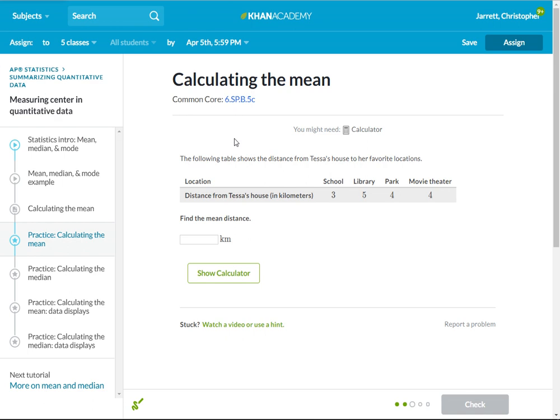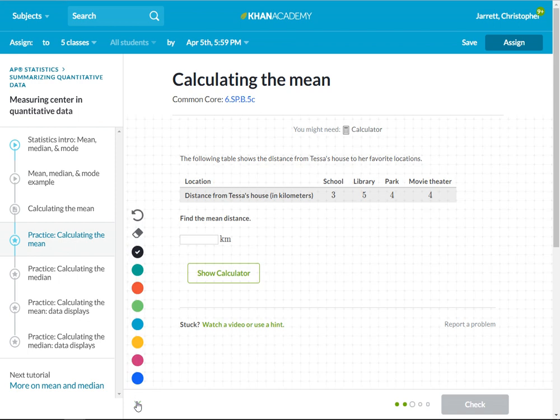So how do you calculate the mean? Well, it's actually not that hard once you have the vocabulary down. What you need to know is that the mean basically just means the average. And most of you have calculated the average before. So if the mean is the average, to find the average, all you do is add all the data that you have and divide it by the number of data pieces.